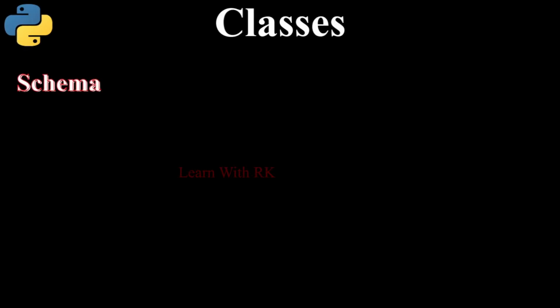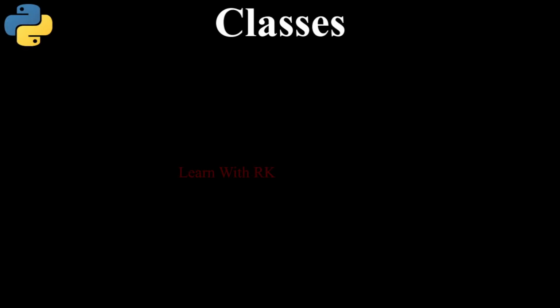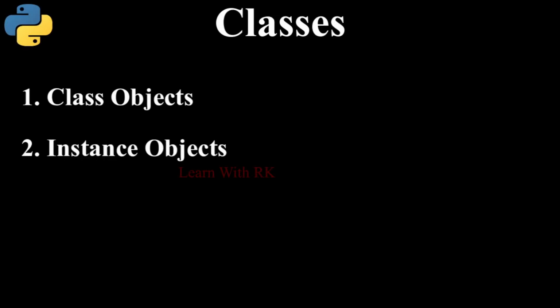Let's see the schema for defining the classes. Here, you have to note two special keywords: class, which specifies the start of the class definition, and colon for block statement. There are three types of objects in classes that we should understand. 1. Class objects. 2. Instance objects. 3. Method objects. Let's see them one by one.